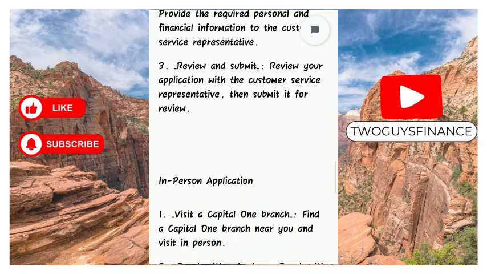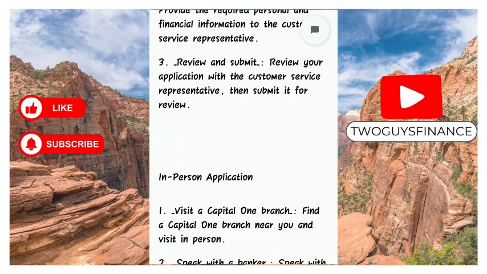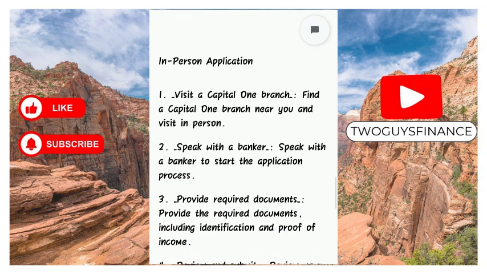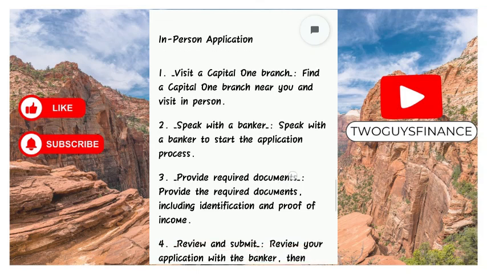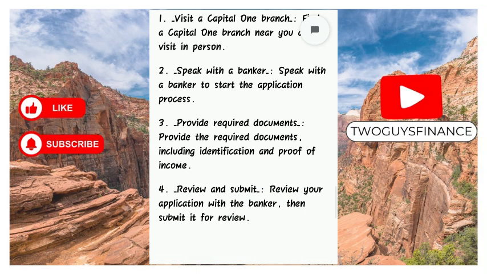Now for the in-person application, all you have to do is find a Capital One branch near you and visit in person, then speak with a banker to start the application process. Of course, you're going to need to provide the required documents, including identification and proof of income. Then review your application with the banker and submit it for official review.